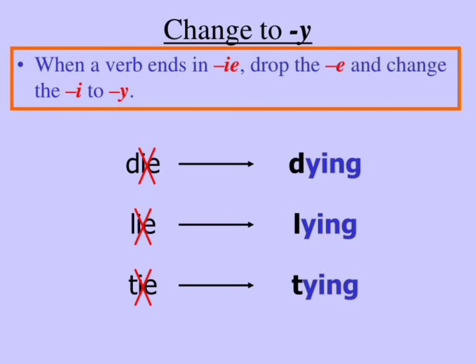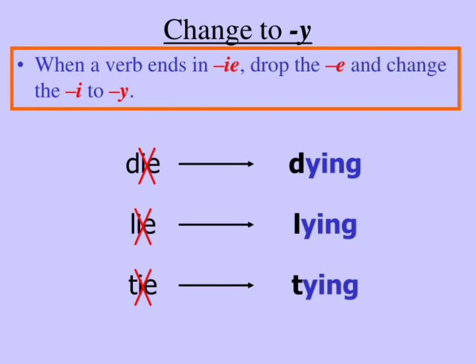Whenever any verb ends with ie, double vowel, I is a vowel, e is also a vowel, drop the e and you need to change the I to Y. As you can see, die. This word also ends with IE. Just drop the E and change the I to Y. Die, dying. Lie, lying. Tie, tying.